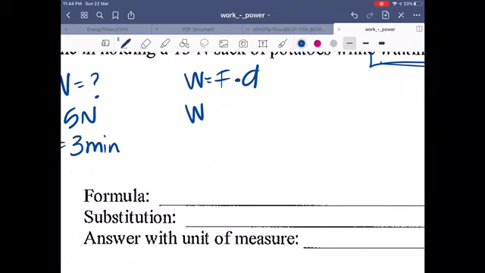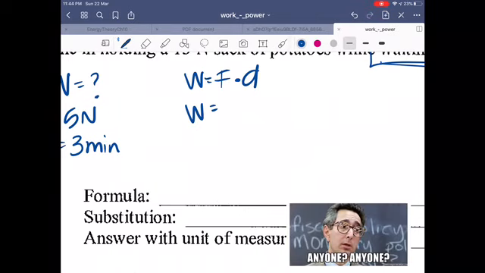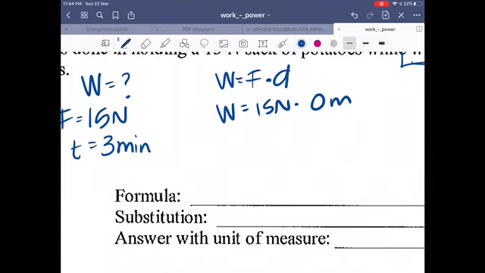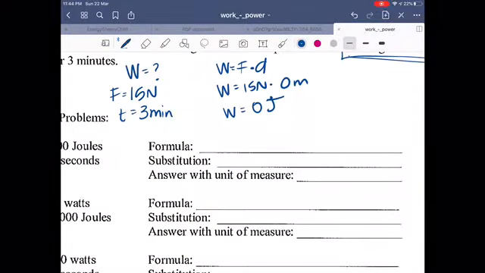So it means that if you're waiting and not moving, what will be your distance? 0. So force is 15 newtons times 0 meters, which is your distance covered, because you're waiting, the line is not moving. So the work done on the sack of potatoes would be 0 joules, yes?